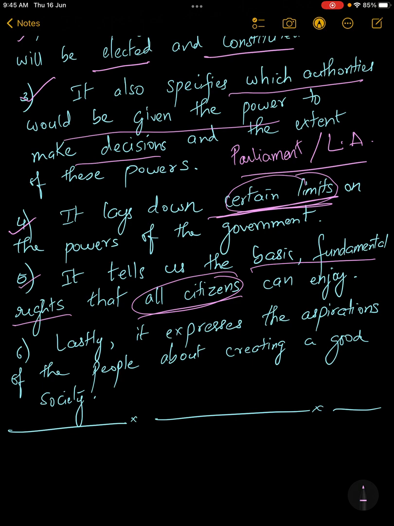And last but not the least, it is basically a mirror.